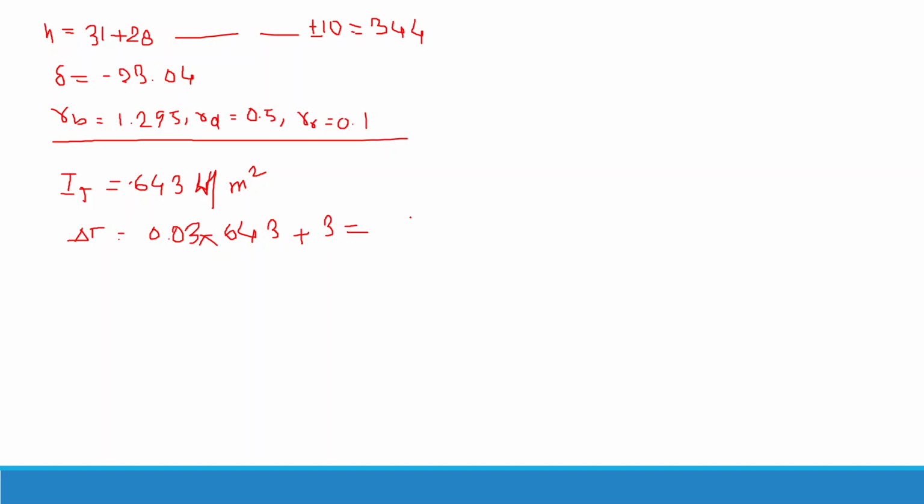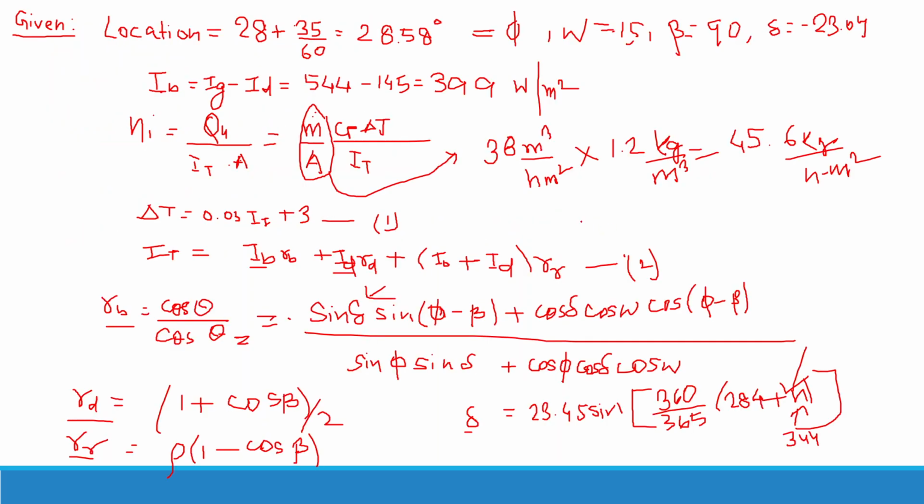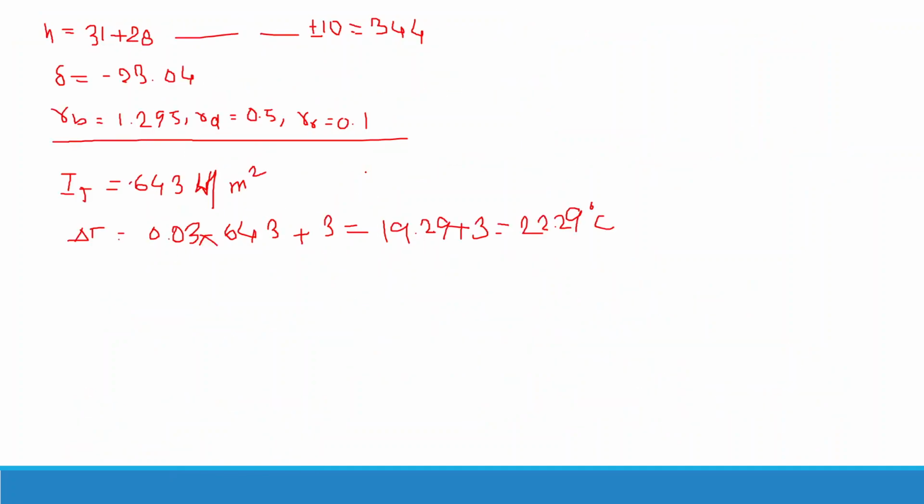Okay, how much is this? With the calculator, 0.03 into 643 is 19.29, plus 3. This is 22.29, and since it is a temperature difference, it is degree Celsius. So now you have everything for the efficiency formula. You know M by A, you know CP, you know del T, you know IT. So just put it.